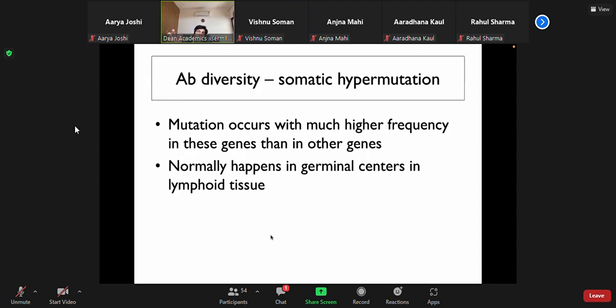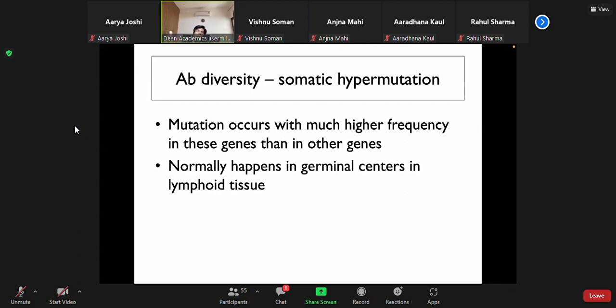Hypermutation means, for example, in your hypervariable regions 1, 2, 3 or CDR 1, 2, 3, those residues which interact with the antigen tend to mutate in such a way that you make the interaction more affine. The interaction is made more affine. And those clones are the ones which are selected in the process, and they expand more during the response.